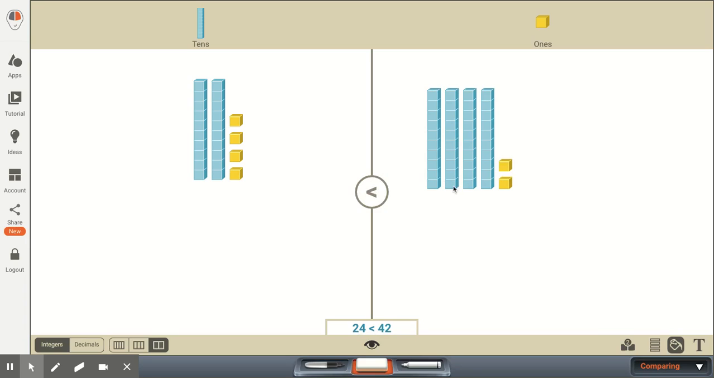42 is the larger number. The wider side of the symbol is on this side here, on the right side. That's where our larger number is going to go. So 24 is less than 42.